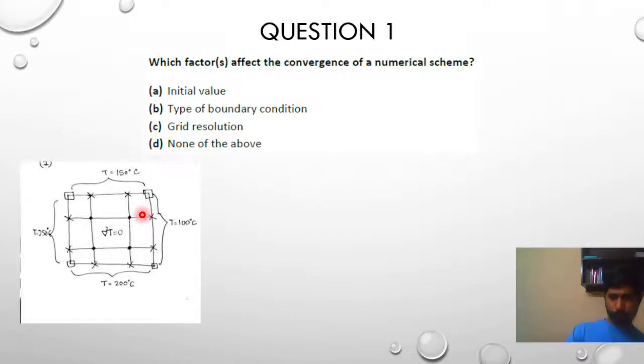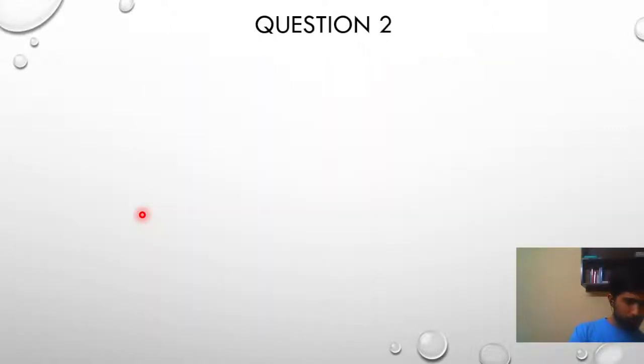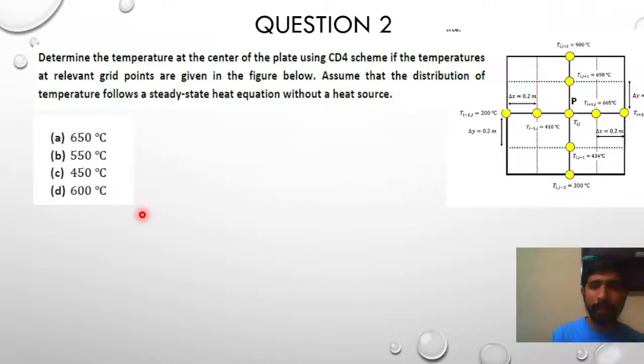So that is why the initial value is also important. Most of the people were writing B and C, but A is also important. It also affects the convergence. So the answer should be A, B and C. Okay, so let us move to the next question.